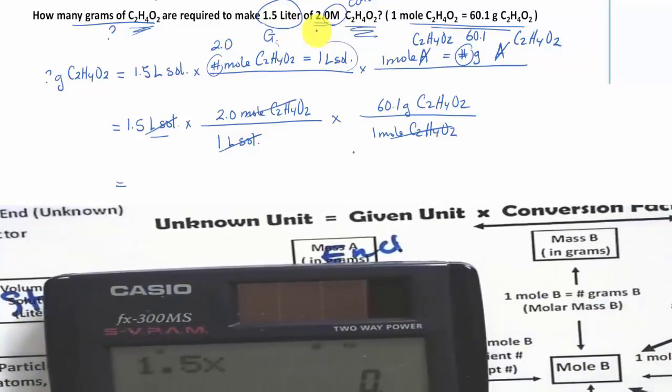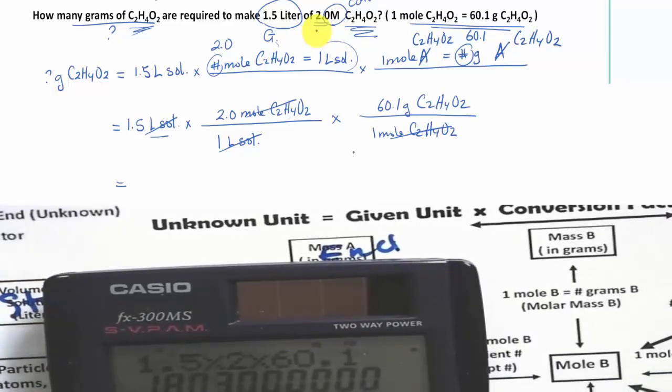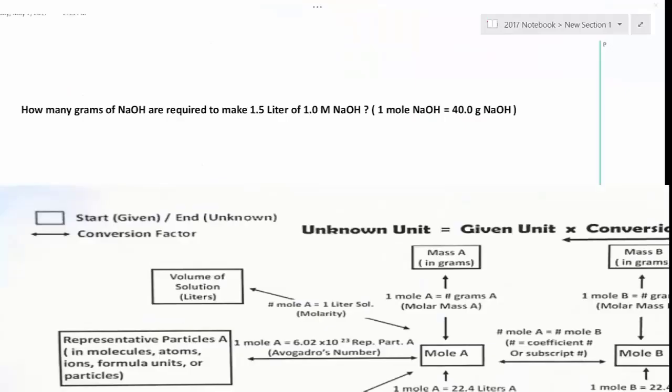1.5 times 2 times 60.1 give us 180.3. So we would have 180.3 grams of C2H4O2. So we would need that much grams to make 1.5 liter of 2.0 molarity in terms of concentration of C2H4O2. And later on we're going to learn how to do that in our labs, okay? Now let's try another challenging problem.